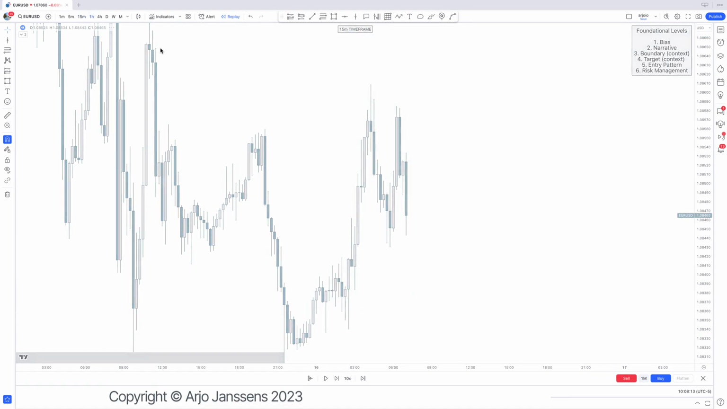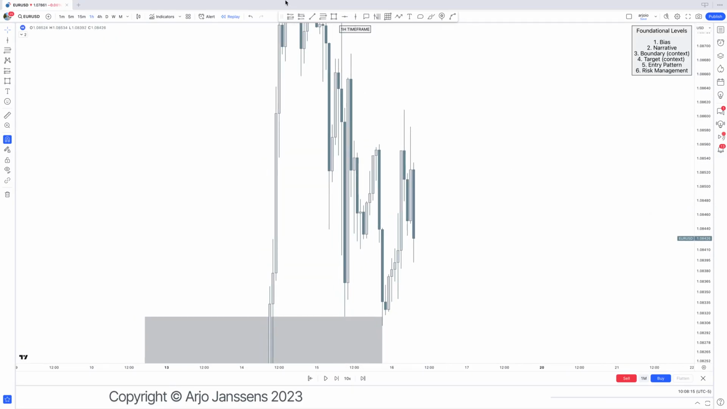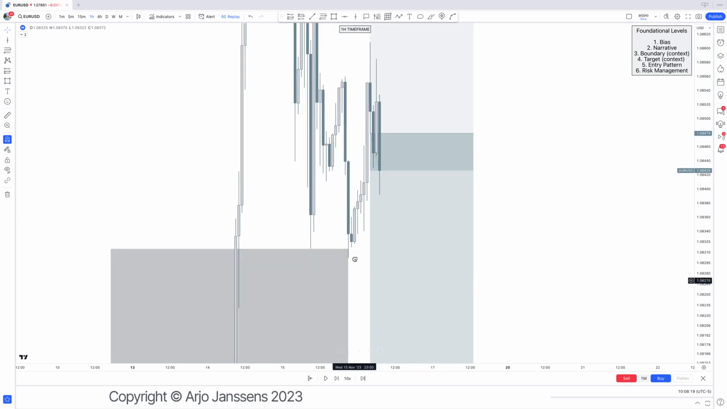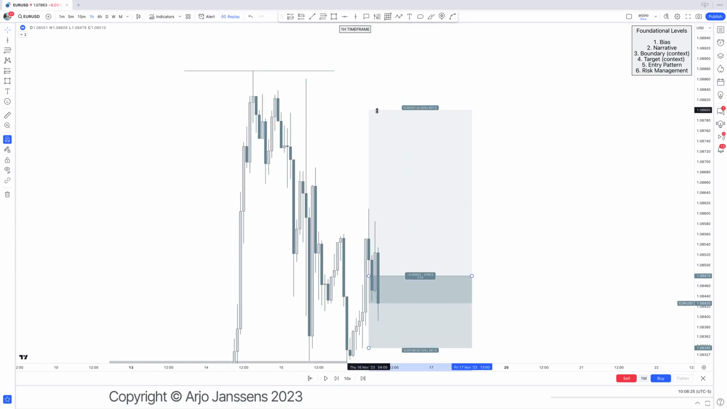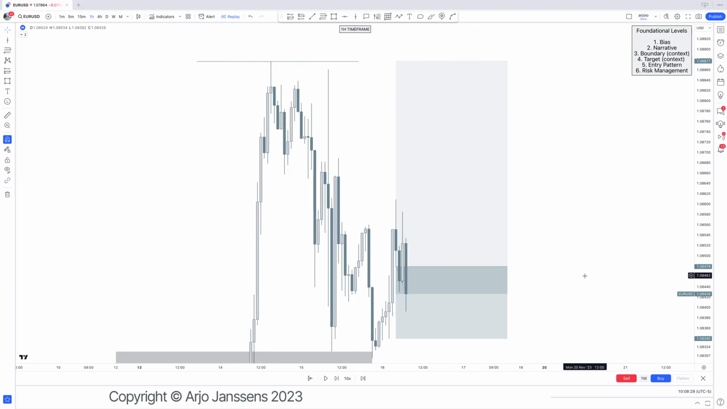So right here on the 1 hour, how would you go about this? That right there is the entry, with the stop loss being right there, and our take profit, let's say 1 to 2 around there. Well, let's actually take the high just for risk management's sake.